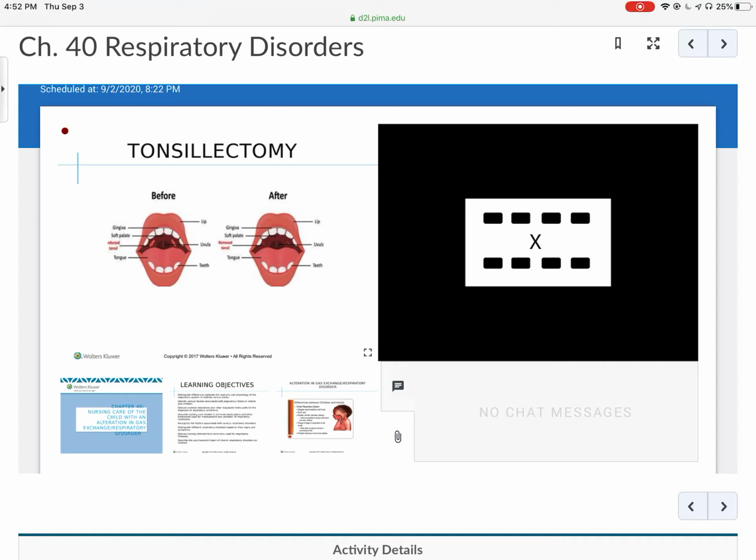Tonsillectomy. So tonsillectomies aren't done as much as they used to be years ago. So with tonsillitis, for kids who get it frequently or have a lot of extra tissue in there, they'll remove the palatine tonsils. It's an easier procedure for kids than it is for adults. Kids will be kept in the hospital overnight.